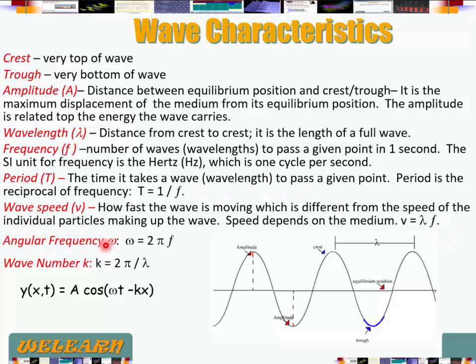What we call angular frequency, in radians, is 2 pi times the frequency. So its meaning is very much like the frequency, but it's in radians, 2 pi times f. What we call wave number is 2 pi over lambda.